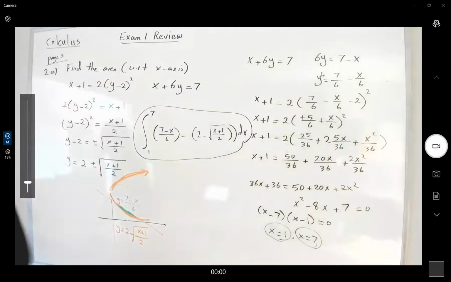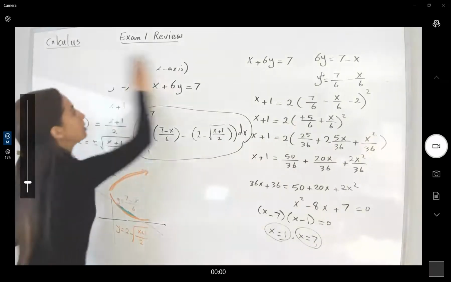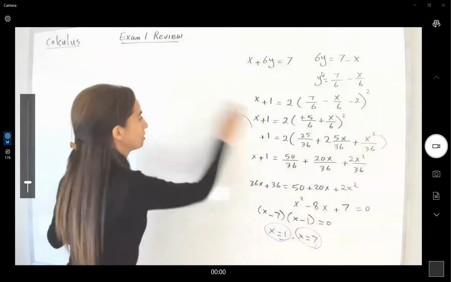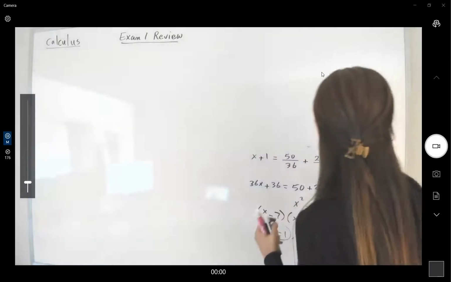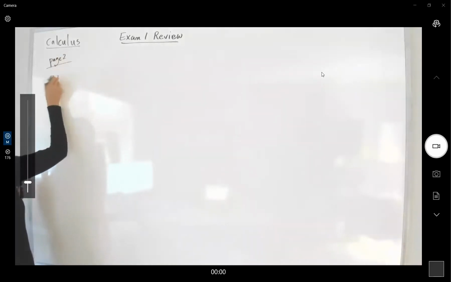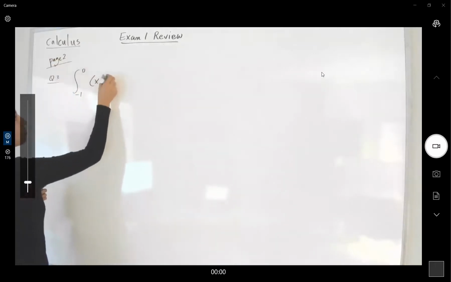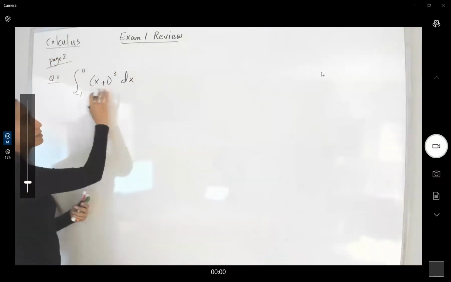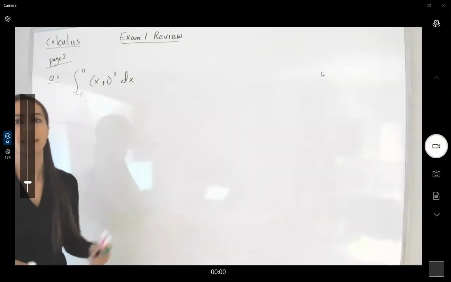So on page 2, question 3. We have the integral from -1 to 0 of (x plus 1) cubed dx. So the very first method is to just write this in expanded form and then start taking the integral.